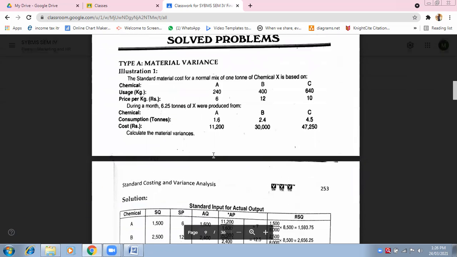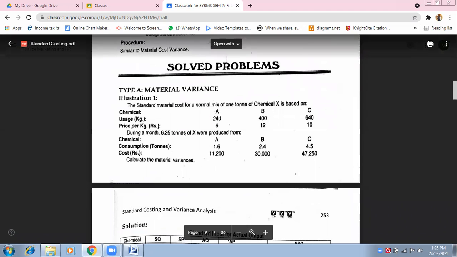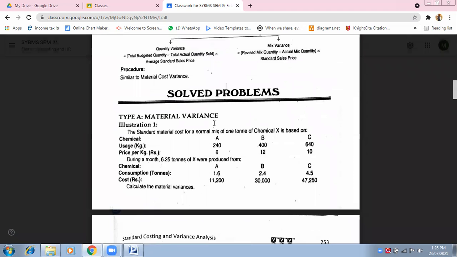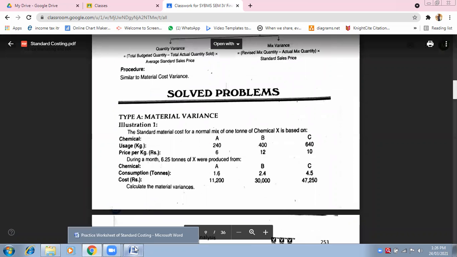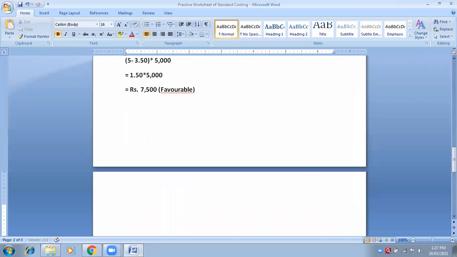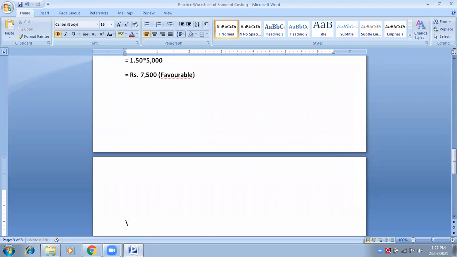Now standard quantity has to be converted. Please mind well. Standard quantity has to be converted. How it has to be done, I will explain to you. First of all, you need to start your sum, let me start on a fresh page.